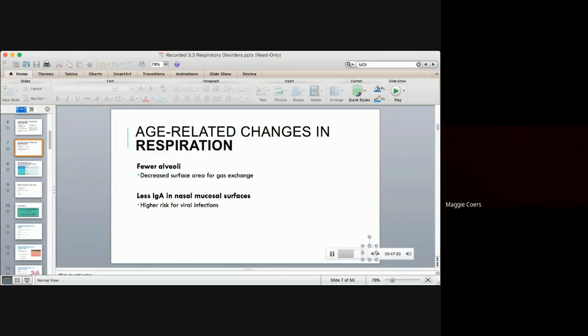A change that doesn't really fit into either category is that there's less IgA, and this has to do with our immune function. Normally mucous membranes are loaded with immunoglobulin A, or IgA. So this is in our lungs, our nose, our urinary tract, everywhere we have mucosal tissue. As we age, our B cells can't produce immunoglobulins well, so in our nasal passageways, we don't get that good immune protection. So the older adult is more likely to develop colds, flu, and other viral illness because of this less IgA in the mucosal surface.